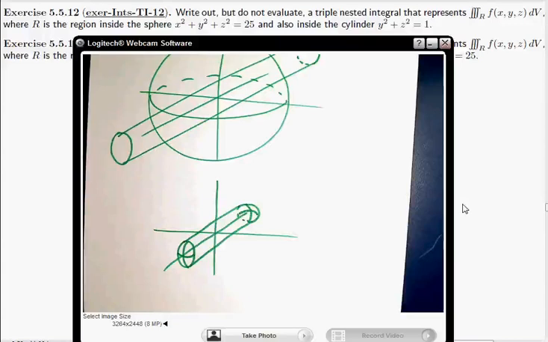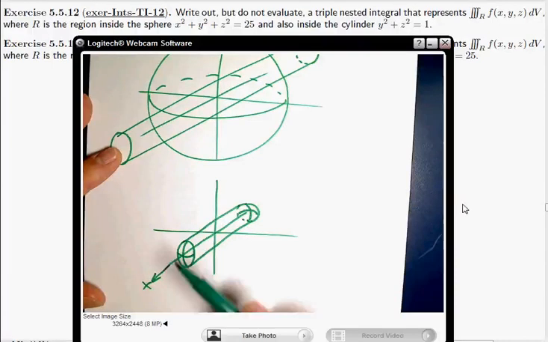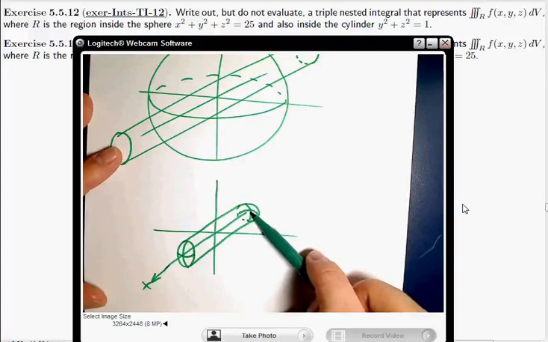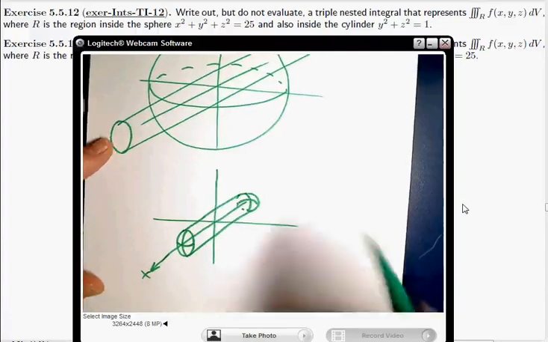So clearly we do not want to slice first perpendicular to the x-axis. That would be bad because we're going to hit both of these edges. There's this little bit sticking out there and a little bit sticking out there. You don't want to put your dx on the outside, right? Because then you'd hit those edges.